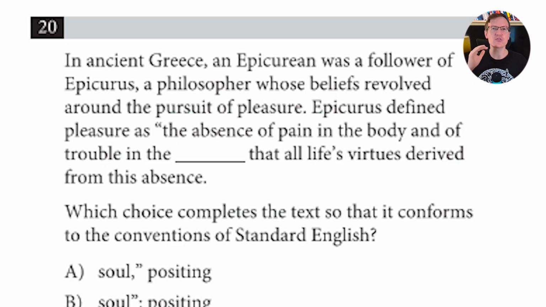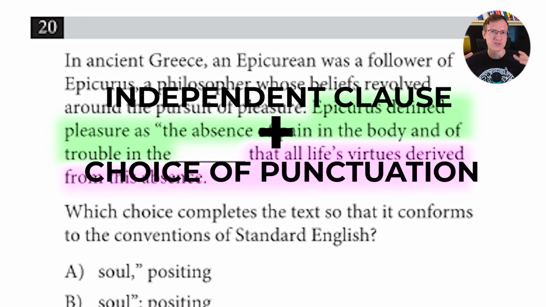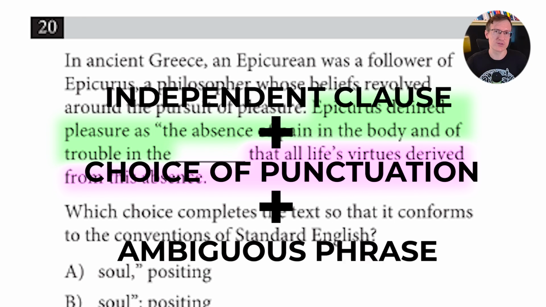For example, students often get this type of question wrong. But why? Because it has a specific structure that tends to fool them. And the structure is as follows: independent clause plus choice of punctuation plus ambiguous phrase, which could either be usually a modifier or another independent clause.